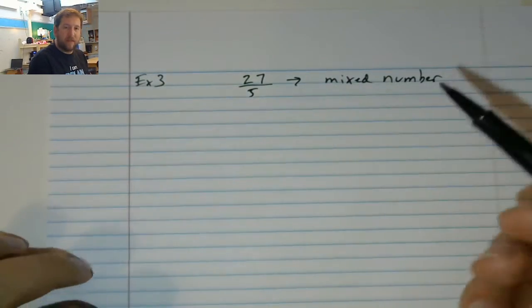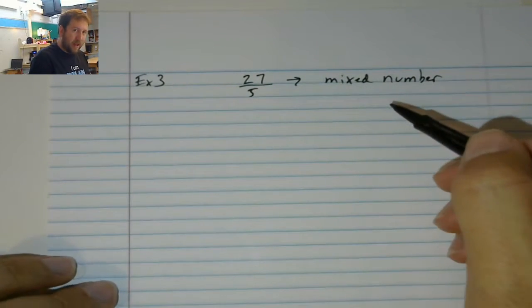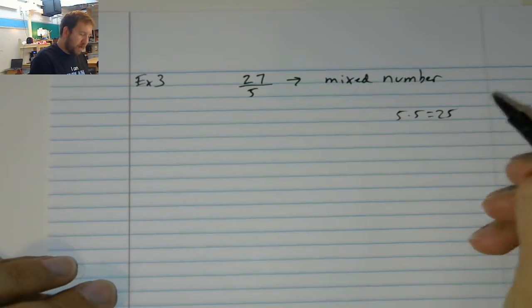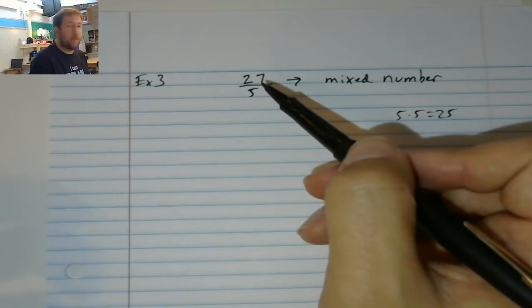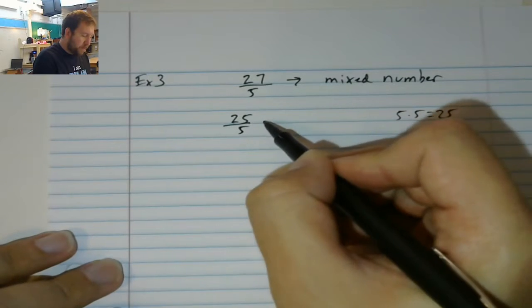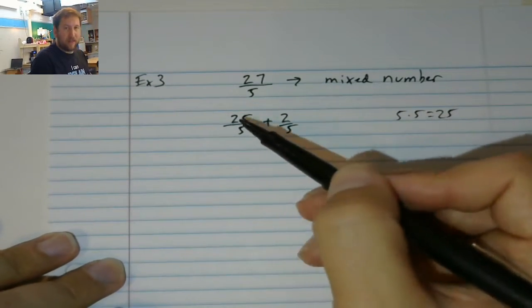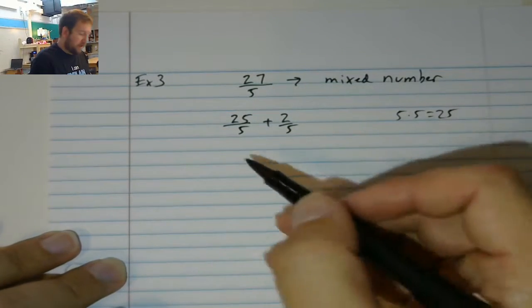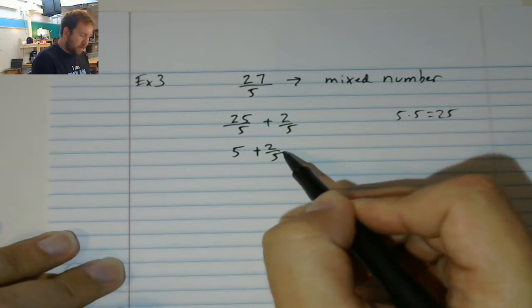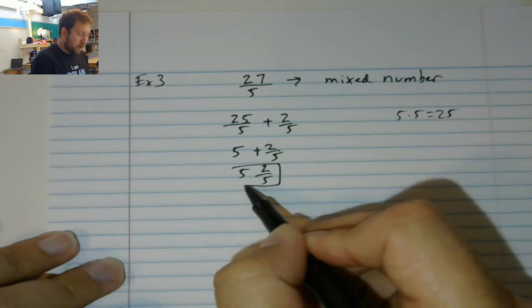So how many 5s can fit into 27? I can just tell. I think it's going to be about 5. 5 times 5 is 25. So I can just rewrite this as a separate addition, and I can say it's 25/5 plus 2/5. And 25/5 I can rewrite as 5 because that is a fraction. That is 5 plus 2/5, and I can rewrite this as 5 and 2/5 for my answer.